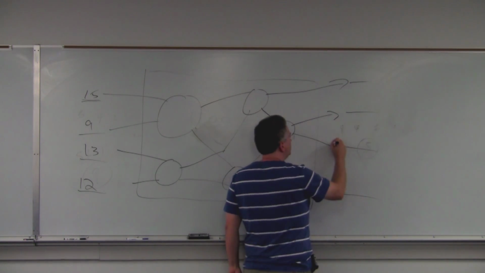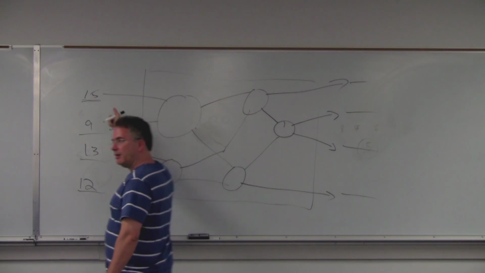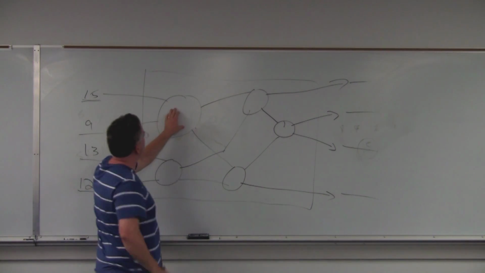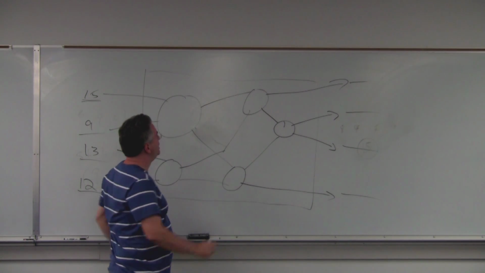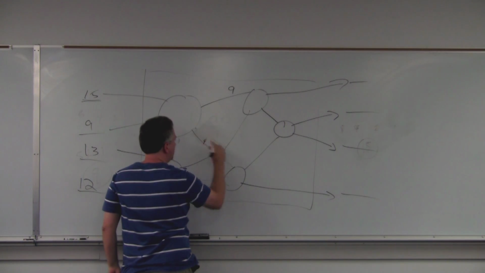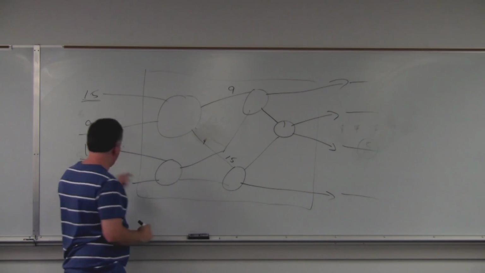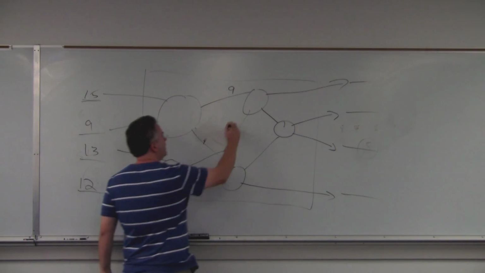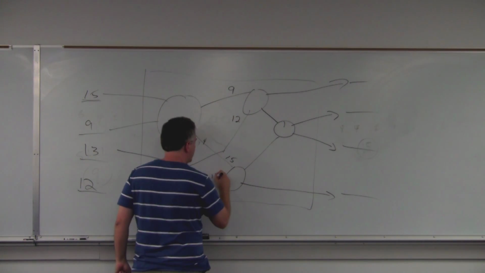So let's see if this works. Let's play it with these numbers over here that they did. So 15 and 9, they come in here and compare. Which goes to the top? 9. 15 down here. Now I compare 13 and 12. Which one goes to the top? 12. And 13 down here.